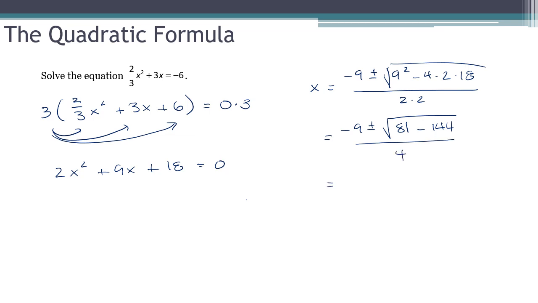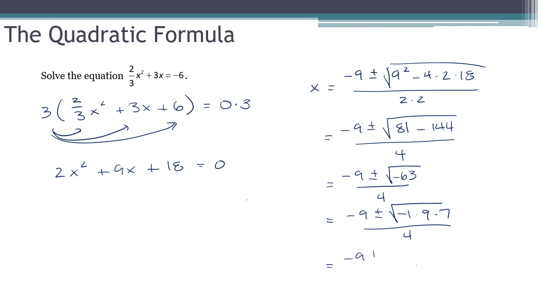Square root over 4. And what happens under the square root? Negative 9 plus or minus 81 minus 144. Let's see, negative 63, right? Square root of negative 63 over 4. And I've got to do two things here. Negative 63, that's negative 1 times 9 times 7 over 4. So let's see, negative 9 plus or minus.